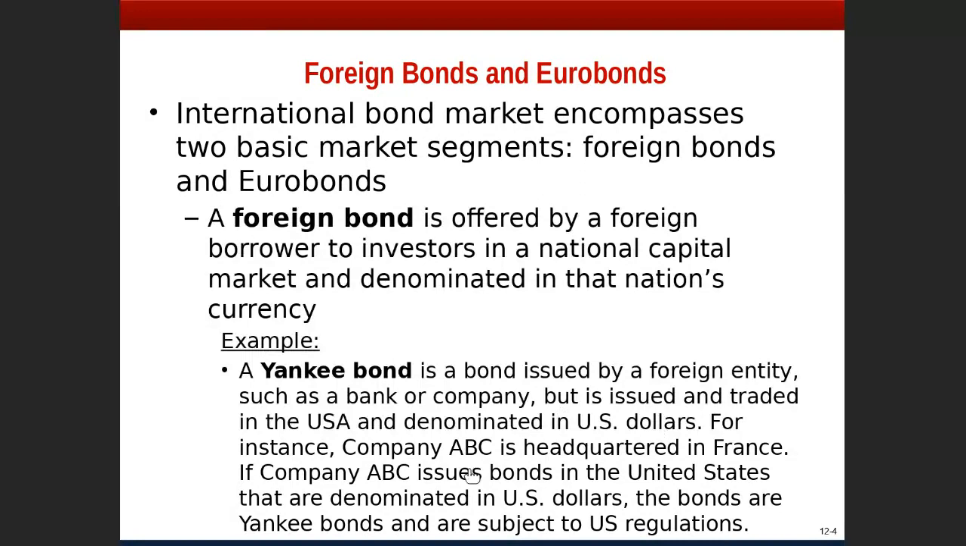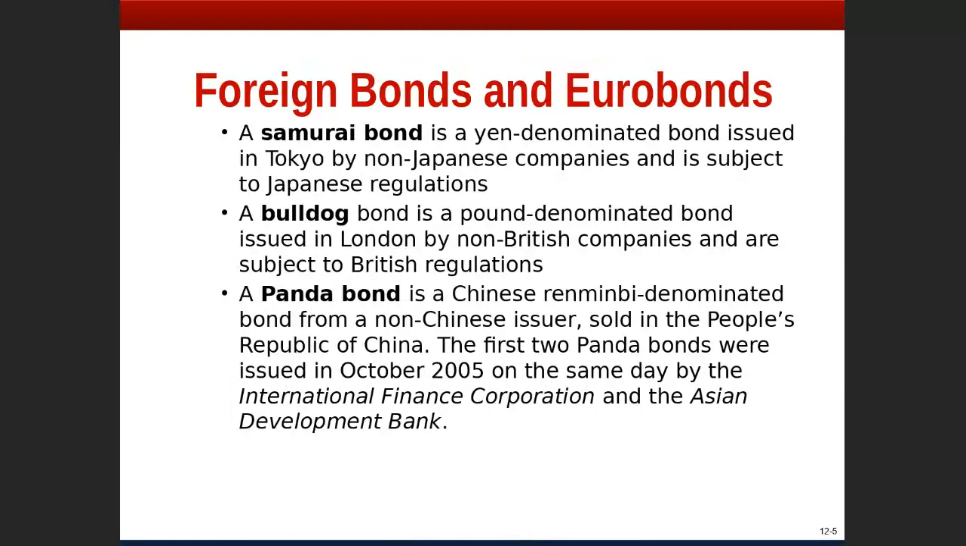For instance, company ABC is headquartered in France. If company ABC issues bonds in the United States that are denominated in US dollars, the bonds are Yankee bonds and are subject to US regulations. A samurai bond is a yen-denominated bond issued in Tokyo by non-Japanese companies and is subject to Japanese regulations.